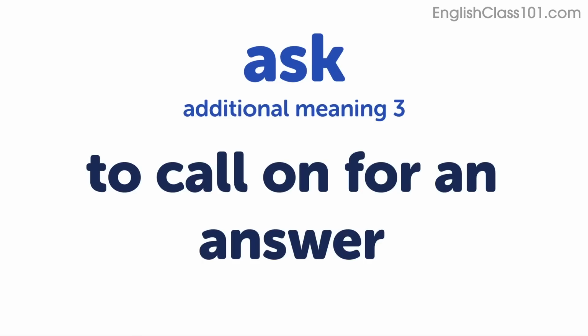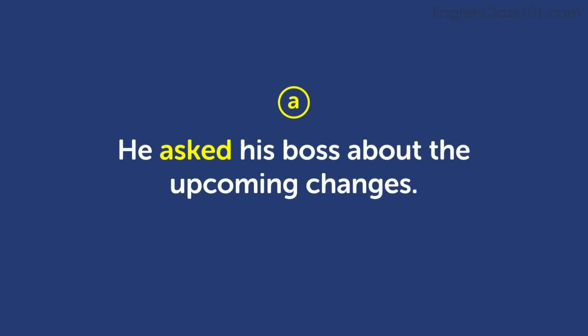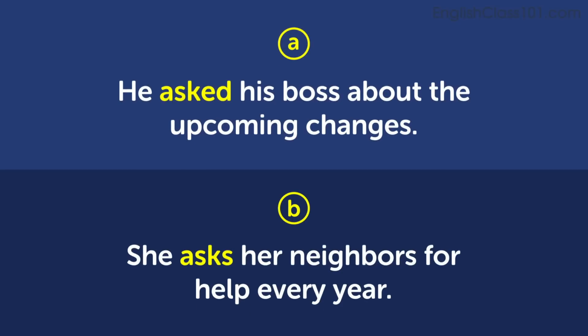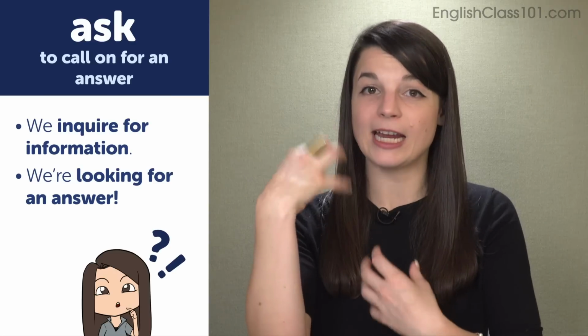The next meaning is to call on for an answer. Here are some examples. He asked his boss about the upcoming changes. She asks her neighbors for help every year. So to ask in these cases, it's not quite a request, but rather we're looking for information. We're looking for an answer. We have a question about something, or we need some information. And so we inquire for information. I suppose you can think of it like making an information request in that way, but we're looking for some kind of answer. We go to someone to get information, to get an answer about a question.